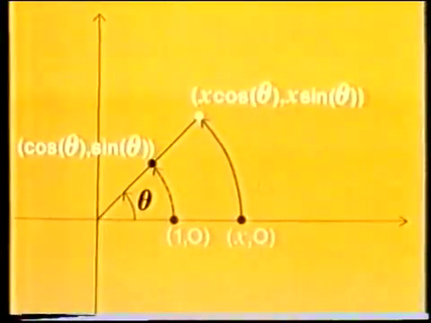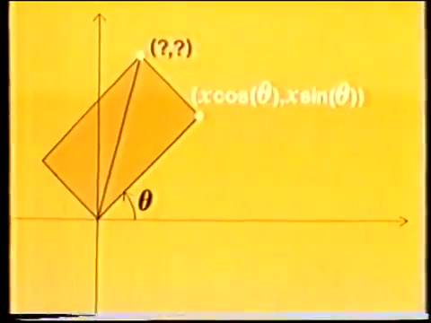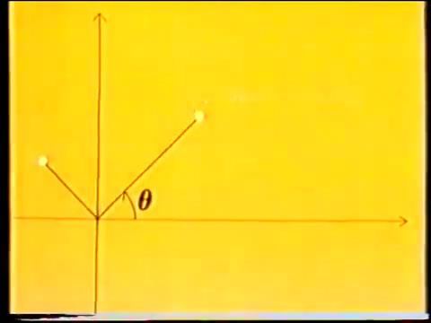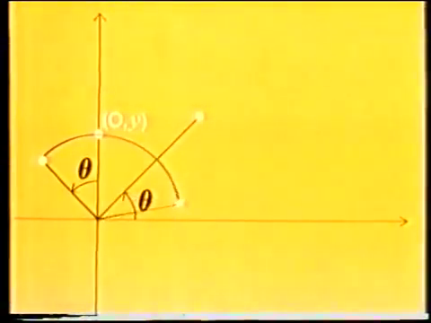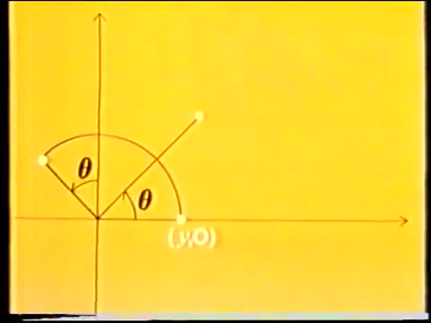So the point (x, 0) rotated through theta ends up at (x cos theta, x sin theta). Now the opposite corner. This point comes from (0, y) rotated through theta. But there's another way of getting to this point. Start from (y, 0) on the horizontal axis and rotate through pi over 2 plus theta. This is similar to what we've just done for (x, 0).